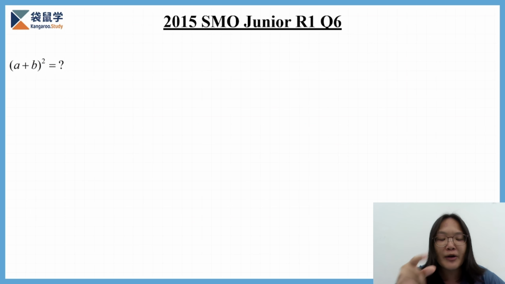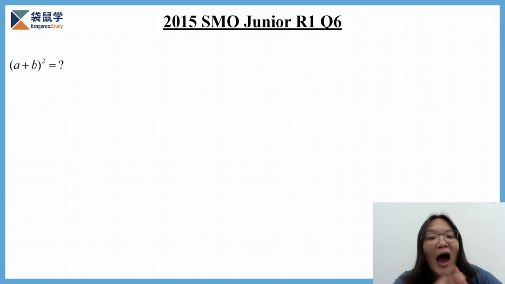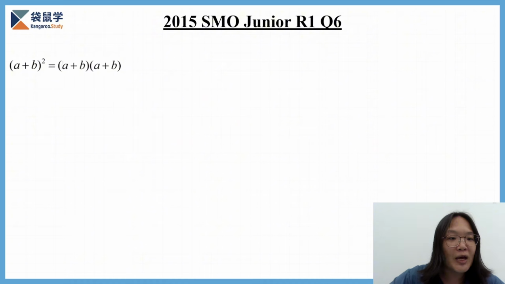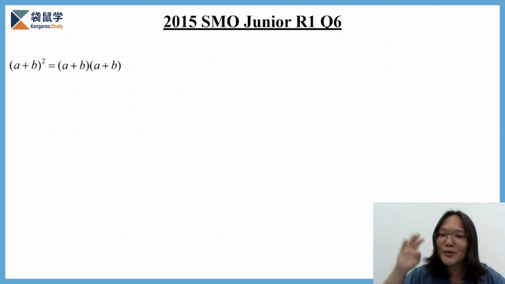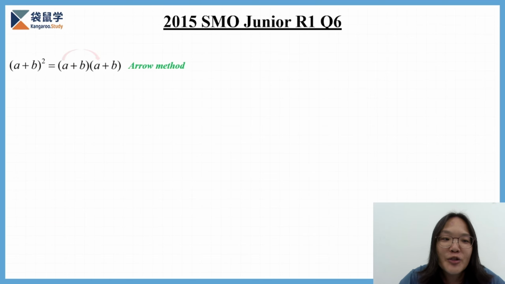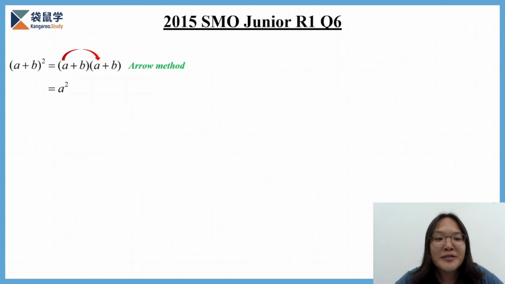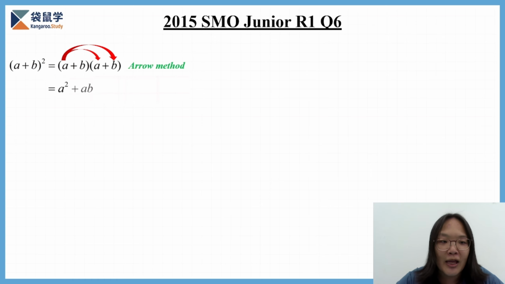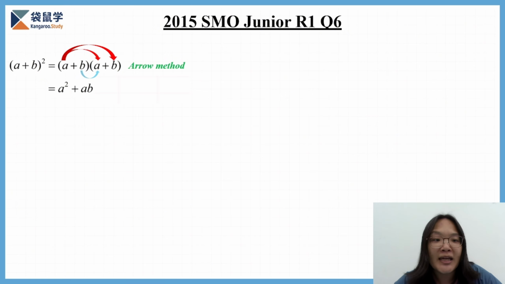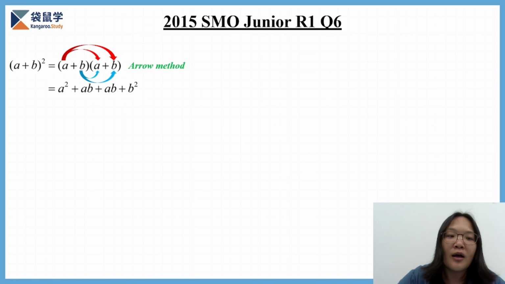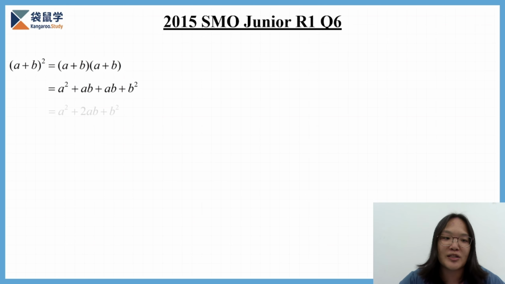First, by squaring a number, we know it's the number times itself. So here we have a plus b times itself. Then, how to do the expansion here? In case you don't know, we can apply the so-called arrow method. So let's play along with it. When we shoot an arrow from this a to another a, we obtain a squared. And then we shoot another arrow, get ab. Same story for the b, we get another ab, and lastly we will get this b squared. And we can simplify to get this term.